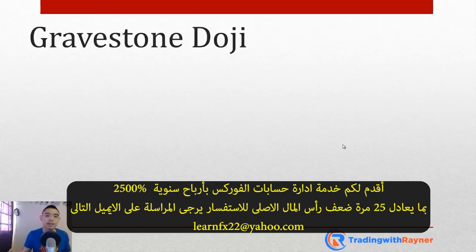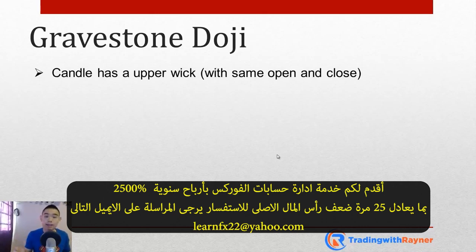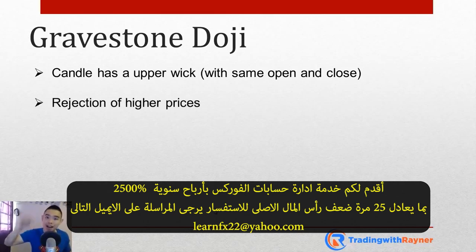Moving on, the next doji candlestick pattern that I want to talk about is the gravestone doji. All right, the candle has, again, the same open and same close, but this time around it has a long upper wick. So this means that there is rejection of higher prices. The market has rejected higher prices, and it looks something like this.